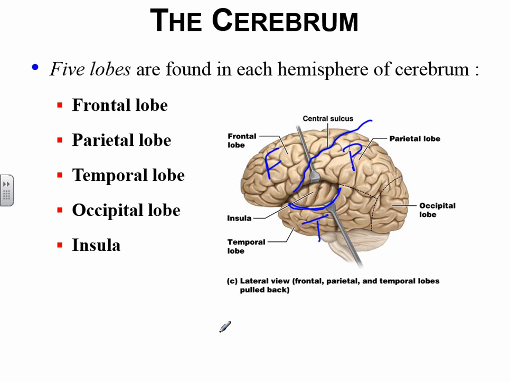On the posterior surface of the brain is the occipital lobe. Now, in the brain, we don't really refer to them as anterior and posterior. We refer to these directions as rostral and caudal.